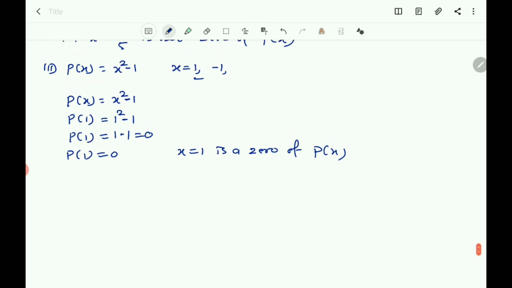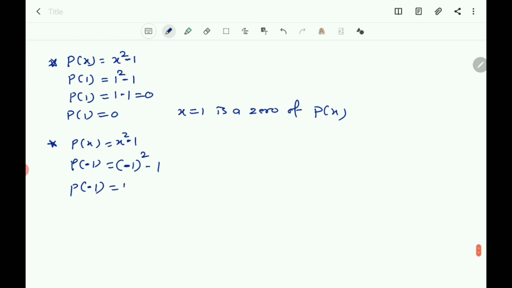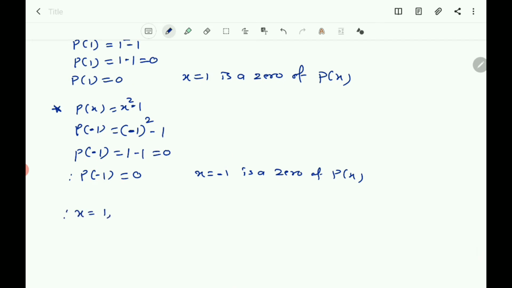Next you take x equals minus 1. P of x equals x square minus 1. That is P of minus 1, which is equal to minus 1 whole square minus 1. Minus 1 whole square is also 1, minus 1 equals 0. Therefore P of minus 1 is also 0. So x equals minus 1 is a zero of P of x. Here you got two zeros. You know that here it is x square. Therefore x equals 1 and minus 1 are zeros of P of x.